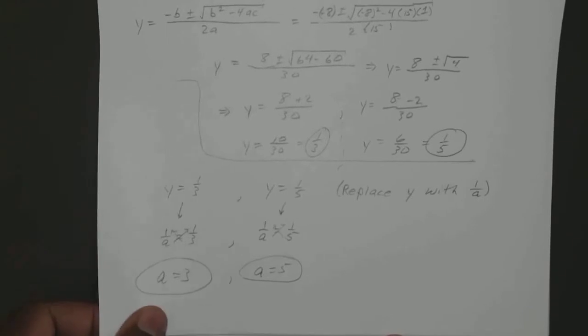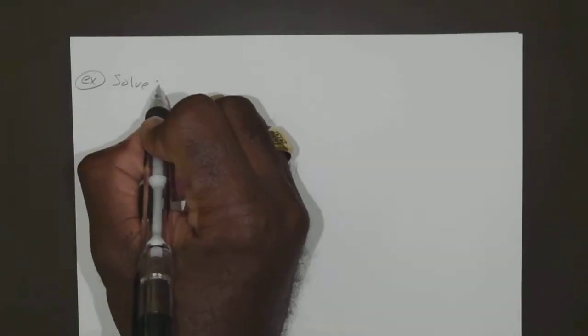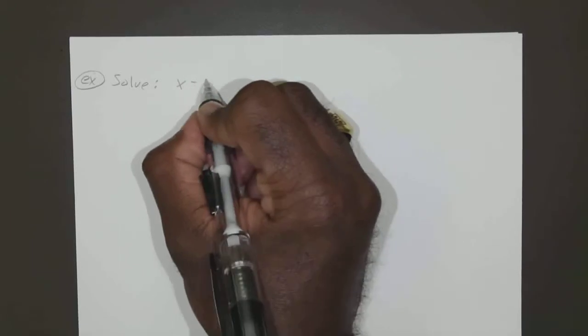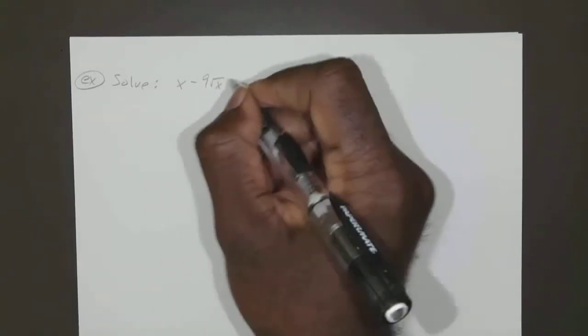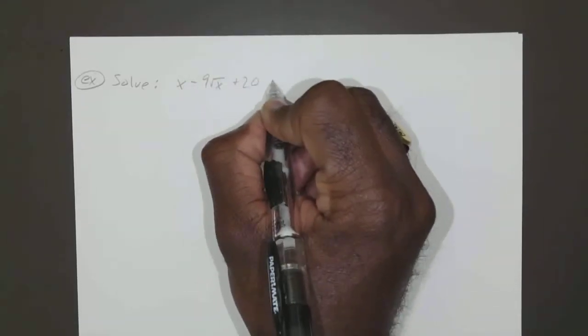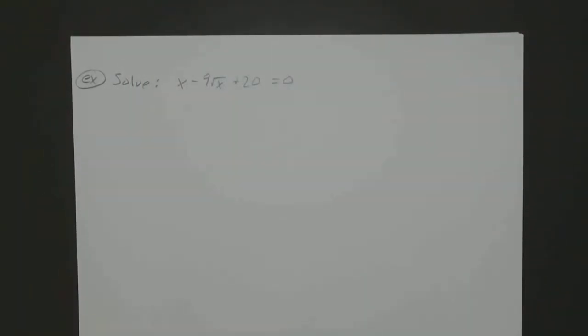Okay, so let's say if we have one like this. Let's say we want to solve x minus 9 square root of x plus 20 equals 0. I'm going to point out a little bit of a pattern. This way you don't have to try and figure out what to do with that first one.